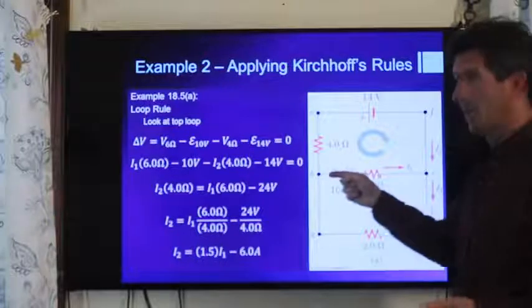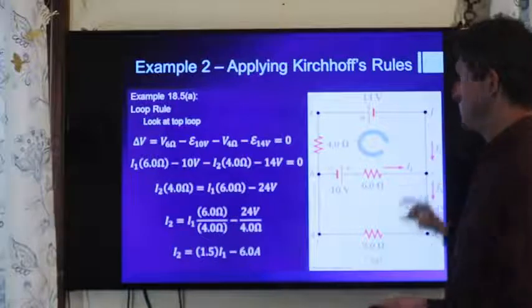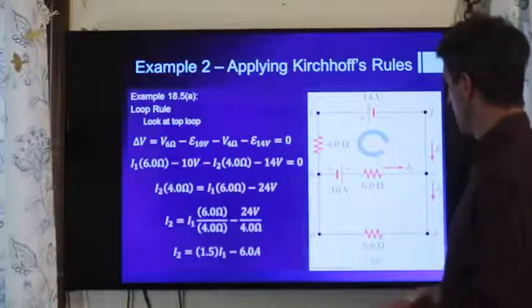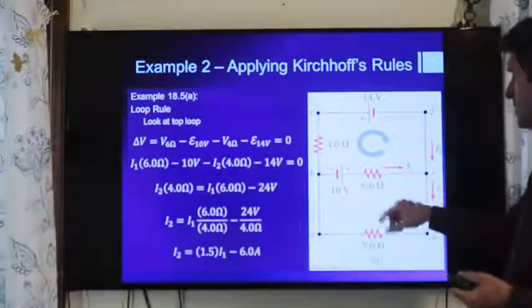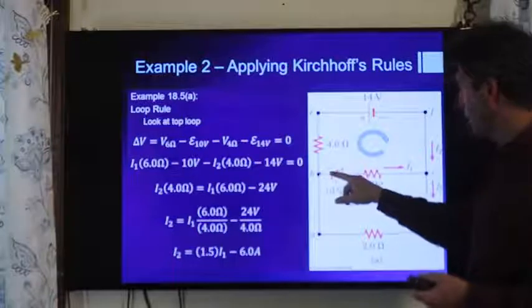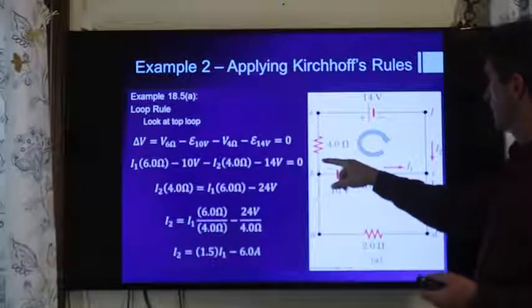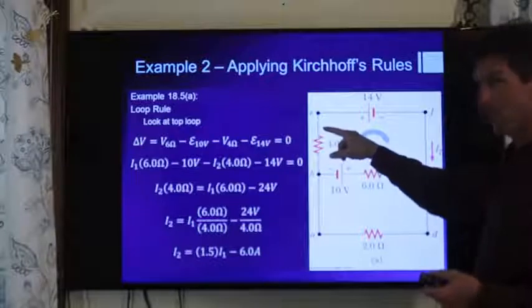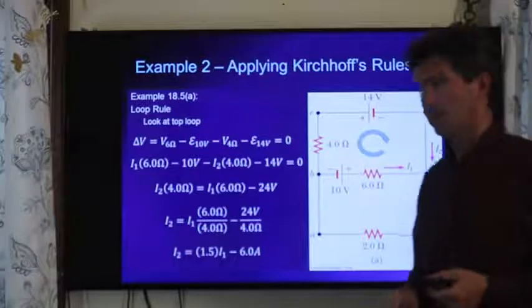This loop is going against the current here, and going with I2, the current up here. So be careful how things are going. This will be a positive voltage. We're going this way again, from positive to negative. So this will be positive, this will be negative. Going this way, negative through this resistor, and negative through that EMF.